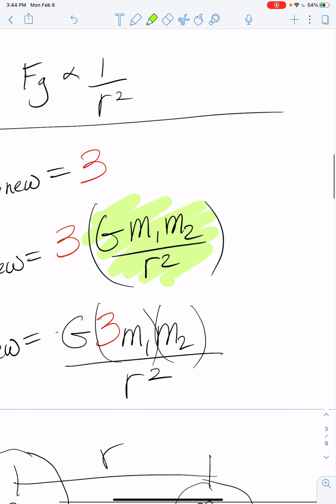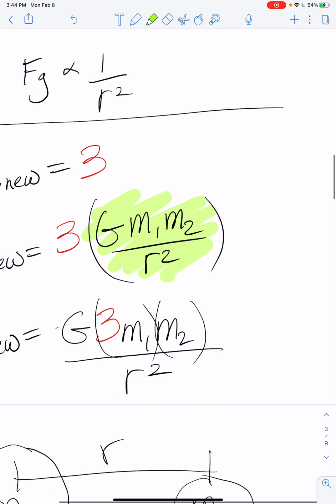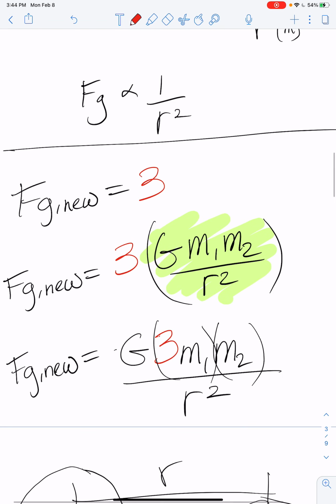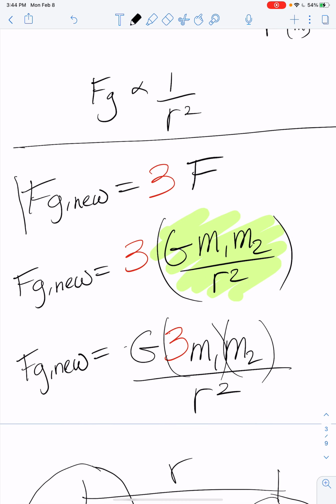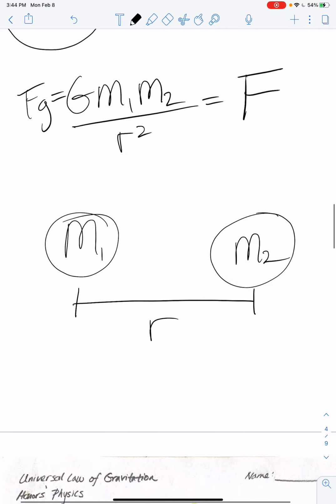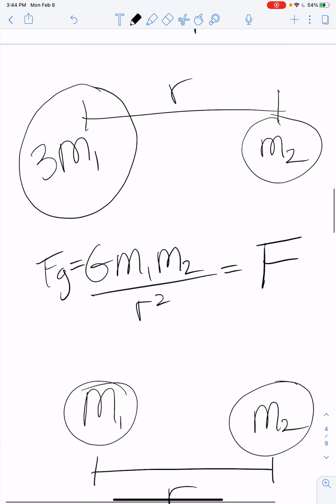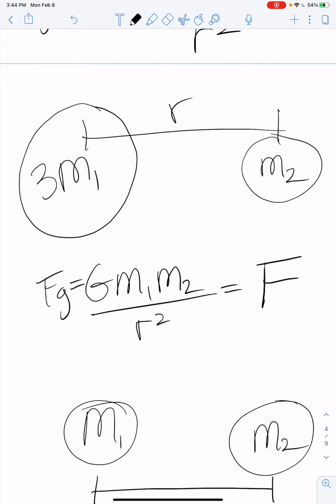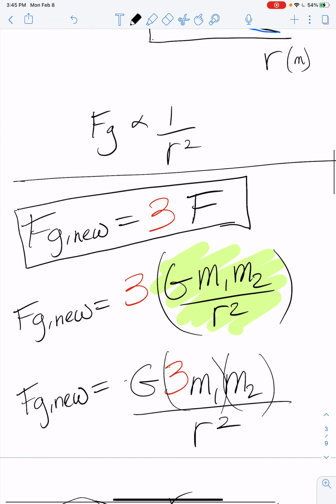Dang, I lost it. All right, right here. Okay, getting distracted there. So there we go. There is our answer: the new force of gravity, when you triple one of the masses, is equal to 3F. If you keep things normal, it's equal to F, just like this. But as soon as you triple one of the masses, the new force is 3F.